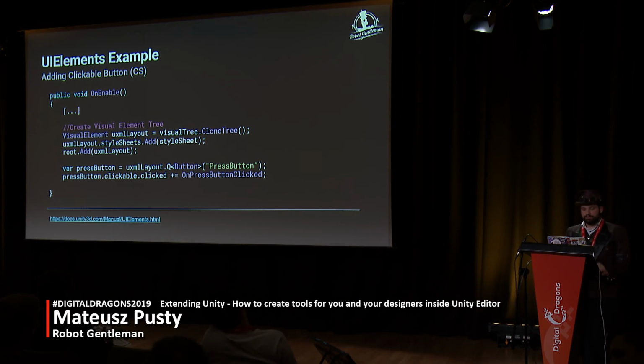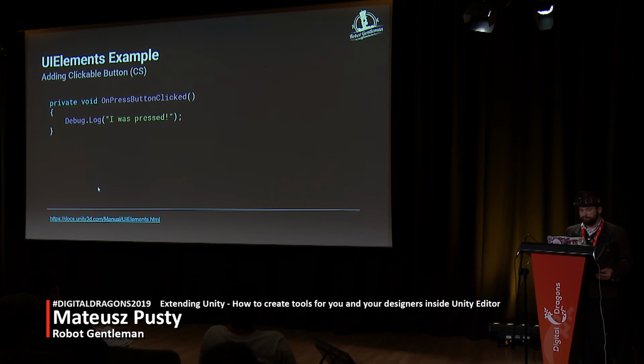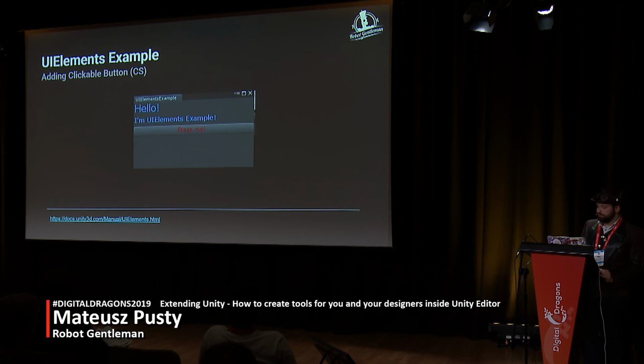I'm also adding the style sheet file, and after finding it through the query, I'm looking for the name press button. I'm assigning the onPress button clicked method to the event that is triggered when the button is clicked. And this is simply a debug log. The window looks like this. You can do pretty neat stuff with it, but unfortunately not everything.